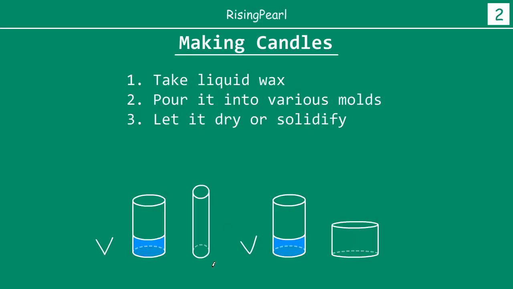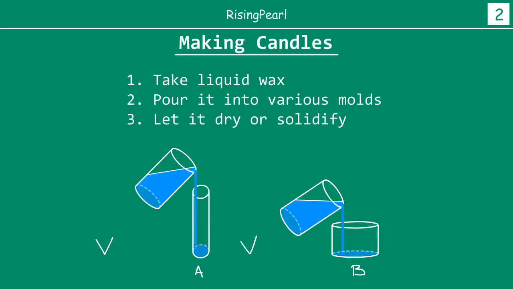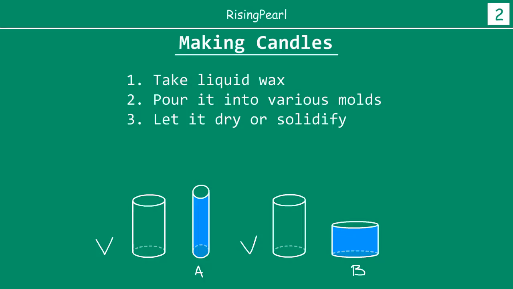So this is my mold A and this is my mold B. They are both in the shape of a cylinder. This one is much shorter and fatter, or wider, and this one is much more slender and taller. What I am going to do next is pour my liquid wax into each of these molds. I'm going to fill it up, empty my liquid wax, and I'm done.